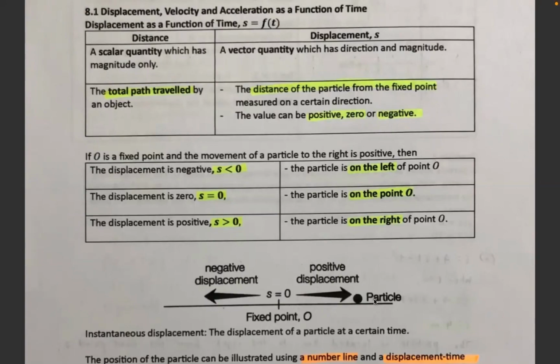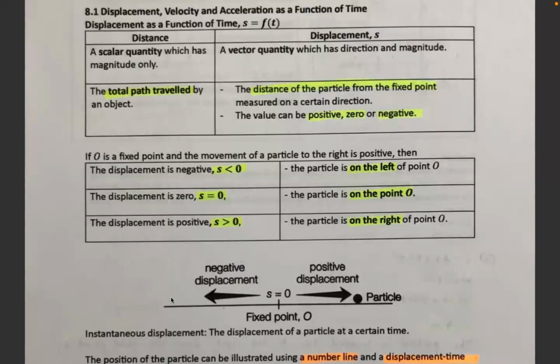Let's say the distance between this particle and the fixed point O is 5 meters. Then since it is on the right of fixed point O, we say this particle has a displacement of positive 5. If the right-hand side of fixed point O is considered positive displacement, then the left-hand side of the fixed point O will have negative displacement.